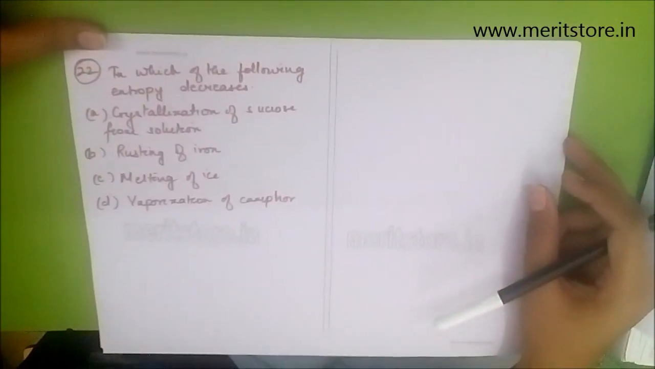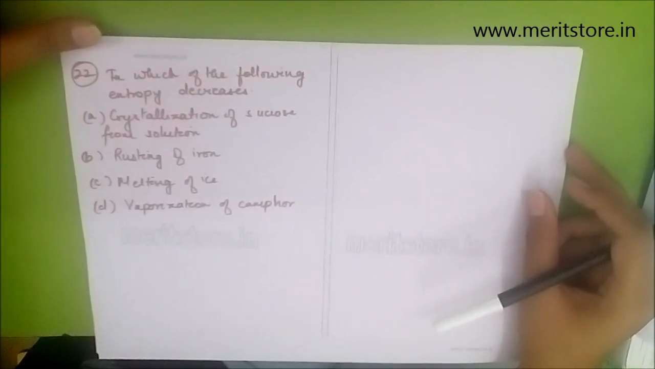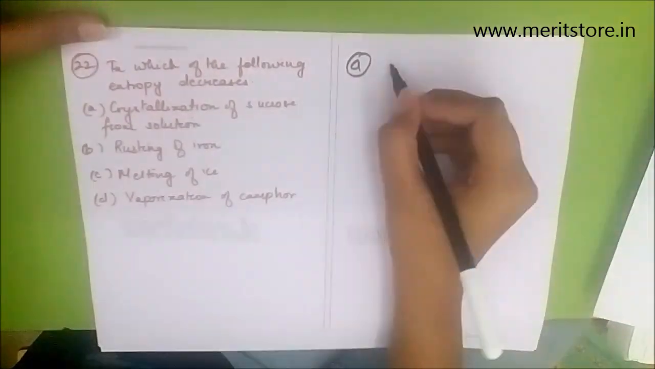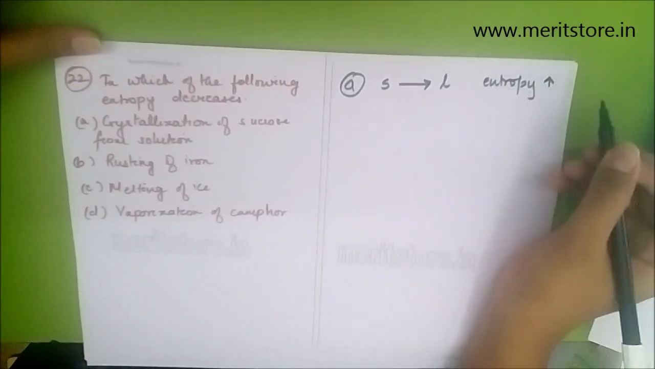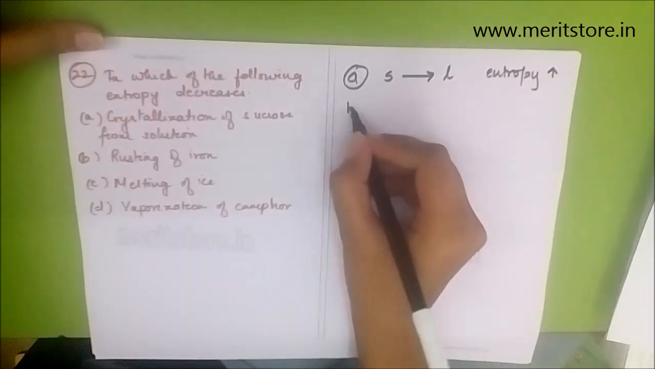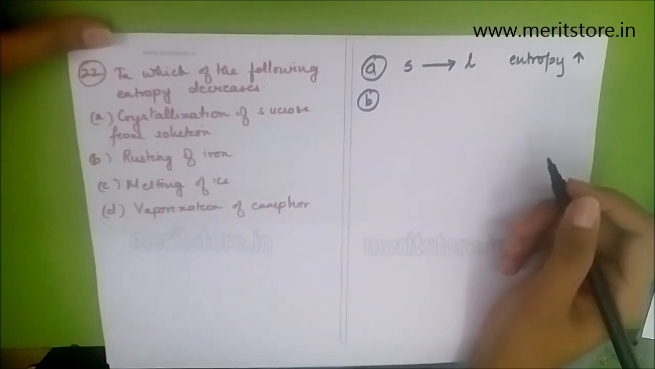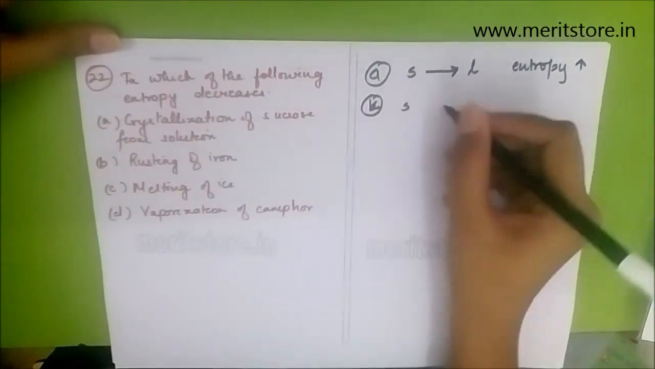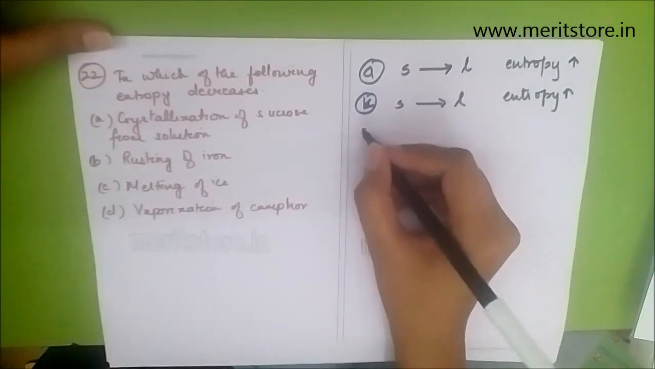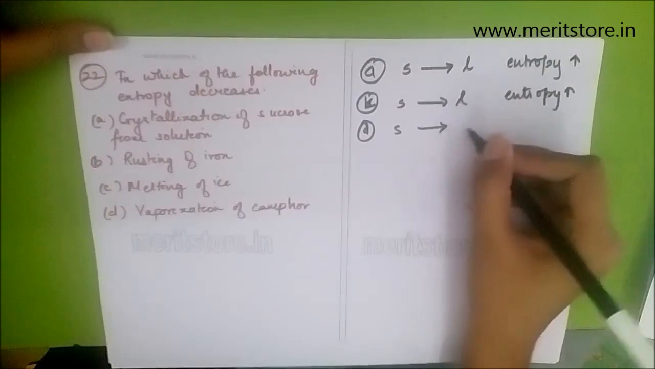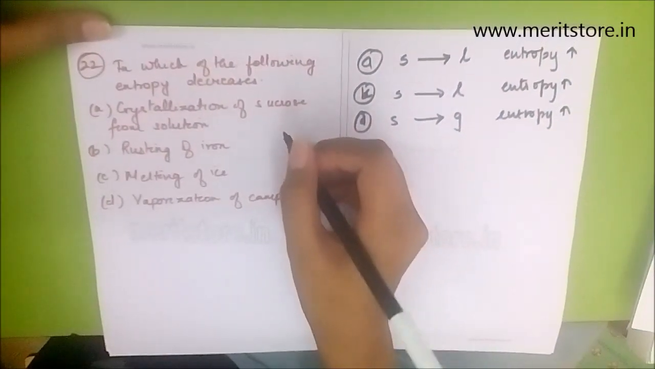In which of the following does entropy decrease? Crystallization of sucrose from solution, rusting of iron, melting of ice, vaporization of camphor. Now going on to the crystallization of sucrose, that is option A. Here sucrose, that is solid, is converted to the liquid. Therefore, the entropy increases. In the second option, there is rusting of iron. Now here the iron oxide formation is deposited over iron. Third option is melting of ice, wherein the solid is again converted to liquid and the entropy increases. The vaporization of camphor includes solid to gas, that is the entropy increases.